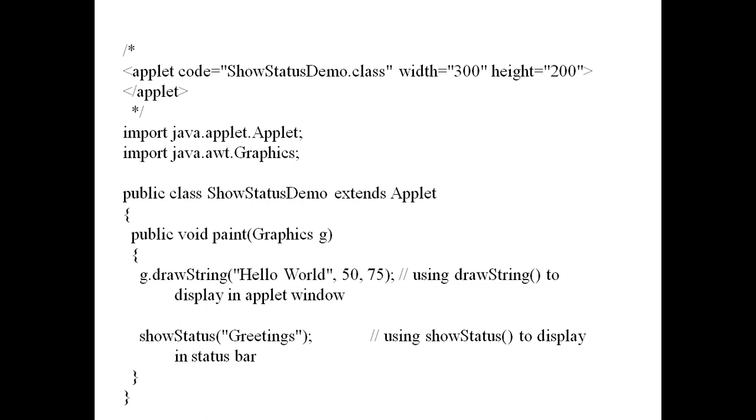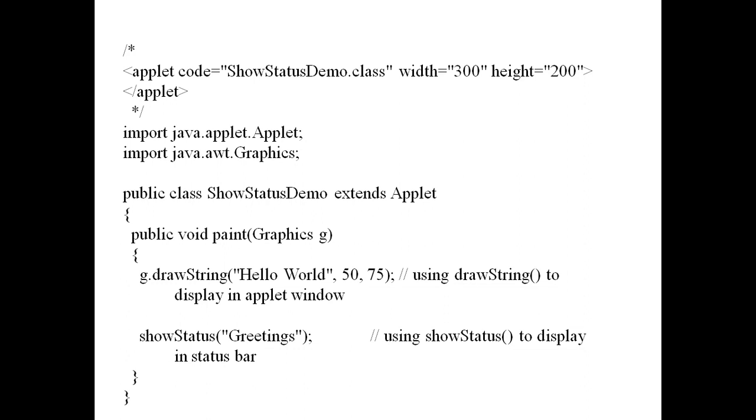So I've created my class ShowStatusDemo, which extends the Applet class, and I've defined the paint method. The paint method is used for displaying the output, painting it on the body of the applet. So public void paint accepts the object of the Graphics class, Graphics g. Now I'm going to display hello world in the body of the applet using the drawString method. drawString is a method of the Graphics class, so we invoke it using the object of the Graphics class, g.drawString.